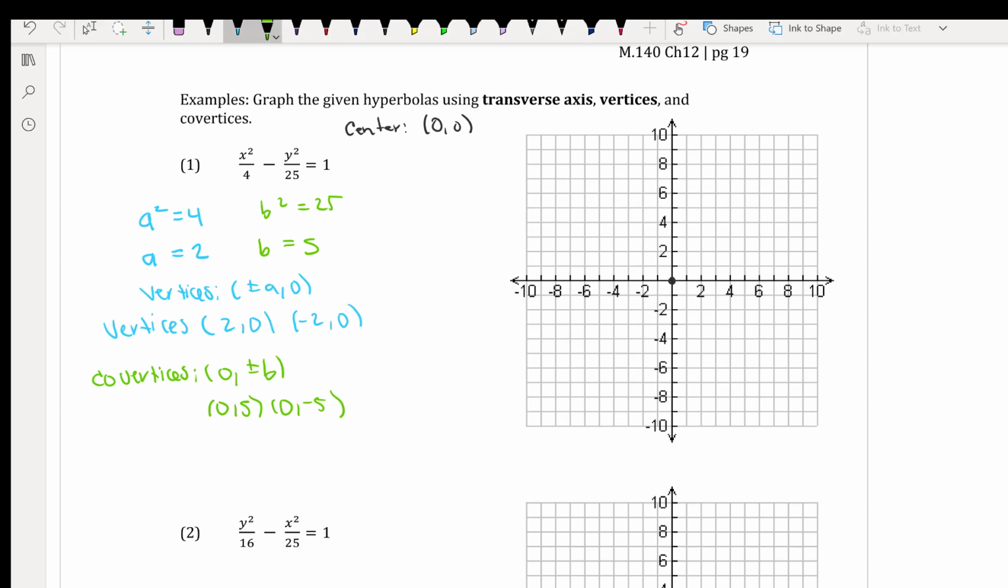So along the x-axis, the a squared value is 4, so I'm going to go 2. Those are my vertices. My co-vertices are in green, so on the y-axis I have about 5. Okay. So that gives me the shape for those asymptotes. And the asymptotes are always on the corners of the boxes, and it goes through the center.